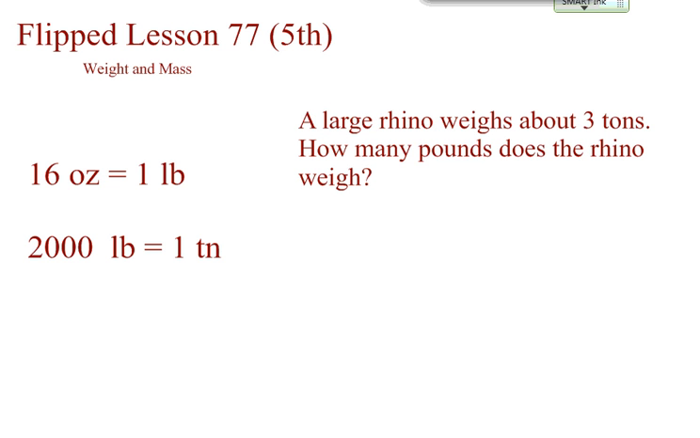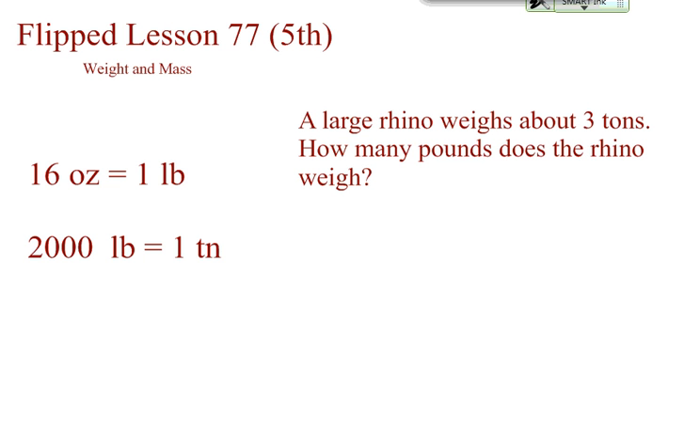Today we are looking at comparing weight and mass and how to convert things around using these types of measurements. We start by understanding the basic principles. 16 ounces equals 1 pound, and 2,000 pounds equals 1 ton. So let's apply this knowledge to this question.